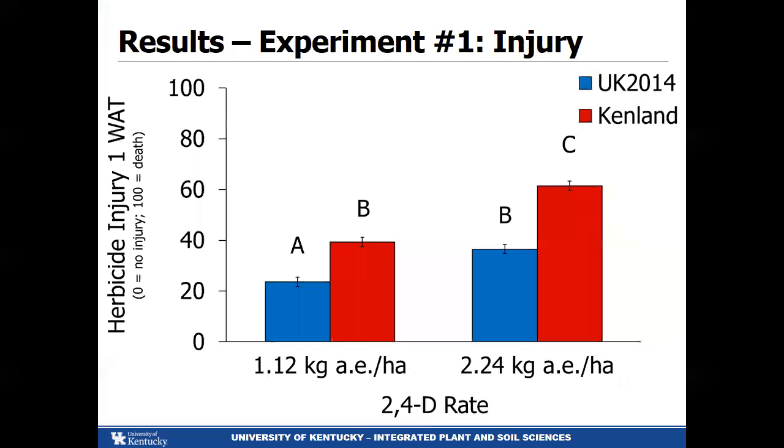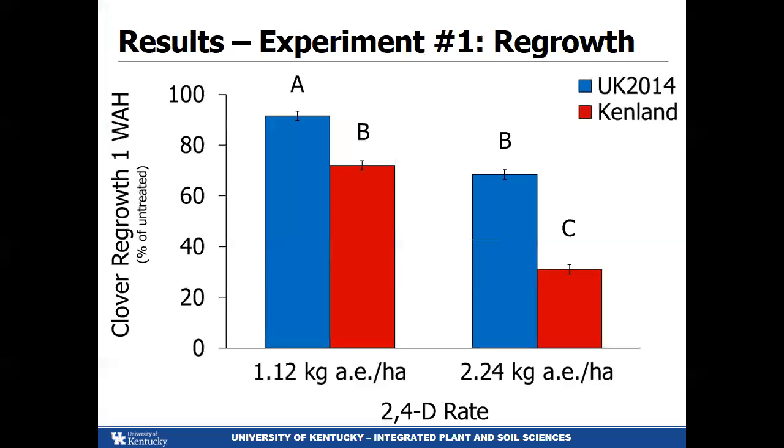In terms of injury, the differences are more dramatic. The injury in Kenland was always worse than it was in UK, especially at the high rate, where the difference got even higher. And for regrowth, it's even more interesting. It follows the same pattern. The regrowth for UK is much better. And you see a little bit of slowing on that regrowth for UK, I'm sorry, at the high rate. And Kenland's regrowth at the high rate of 2.24 was very significantly reduced.